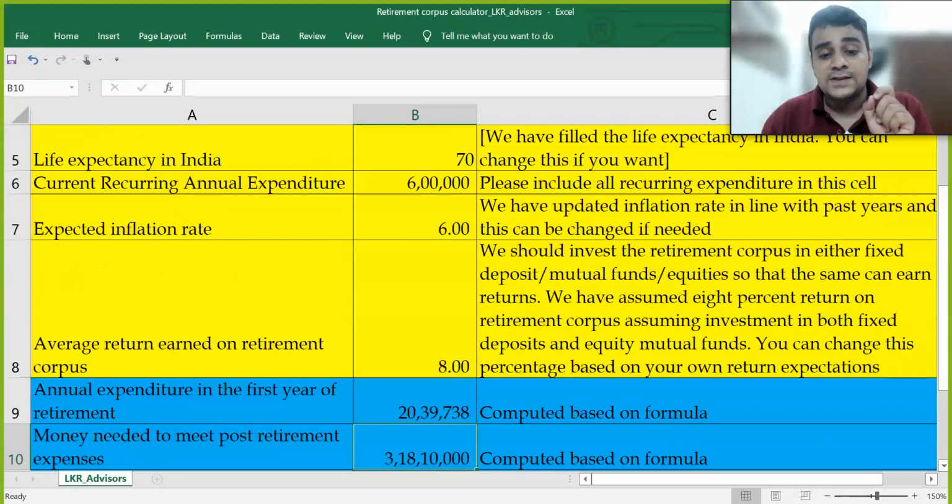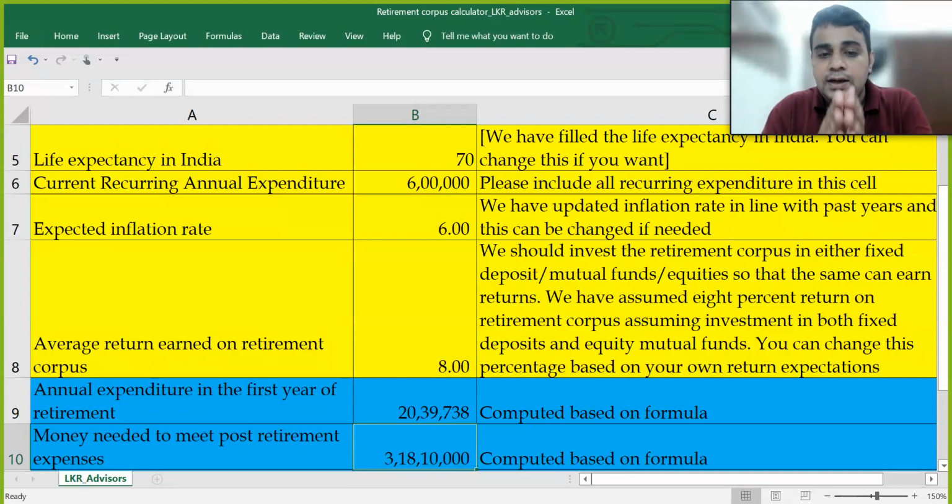In your first year of retirement, you are likely to spend 20 lakh rupees. What you are spending today is 6 lakh, but by the time you retire, you will need 20 lakh rupees. So you will need 3 crore rupees if you have to meet expenses for the next 20 years. This is based on an assumption that whatever money you have, you are investing it, and when you invest it, it earns a return as well.